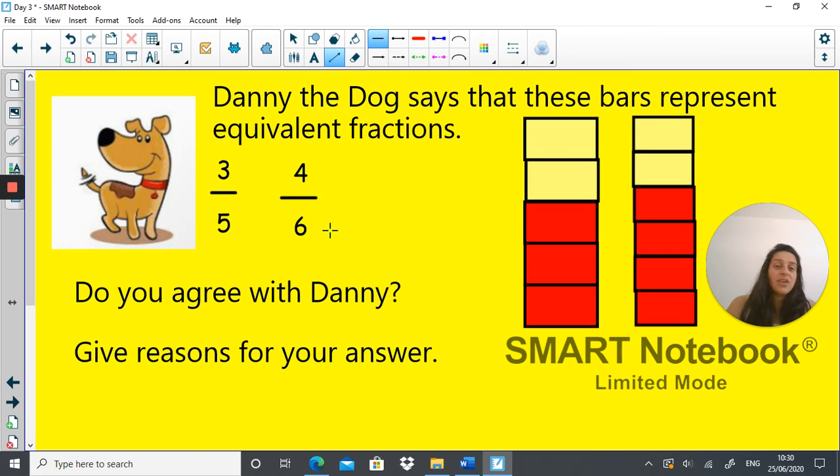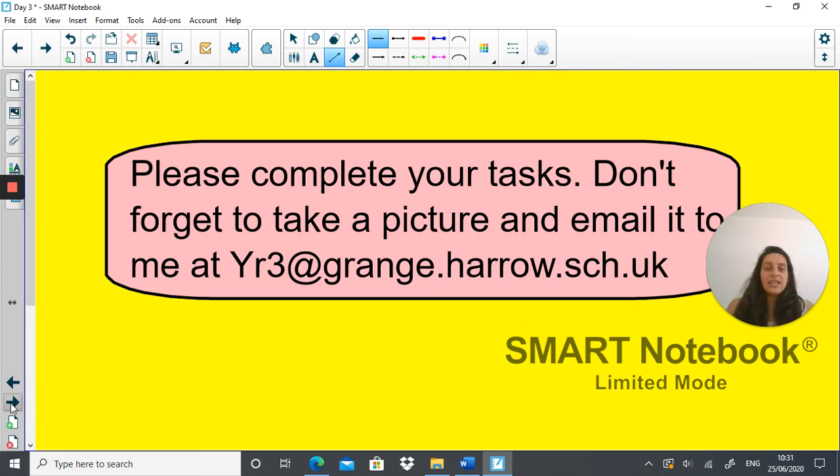And the answer is no, they're not, are they? How can they be? They're 2 completely different fractions. The denominators are not multiples of the same number, so they are not equivalent fractions at all. Good job, you got that right. Not a great week for Danny, but good week for you if you got that right.